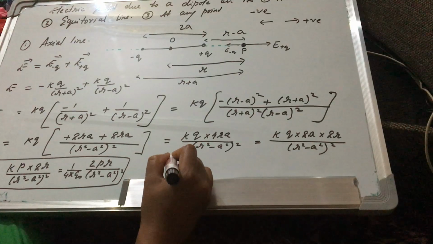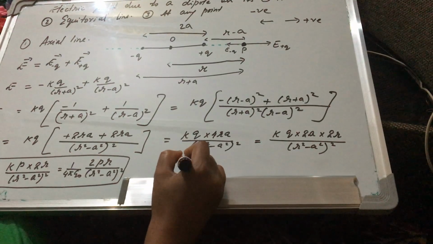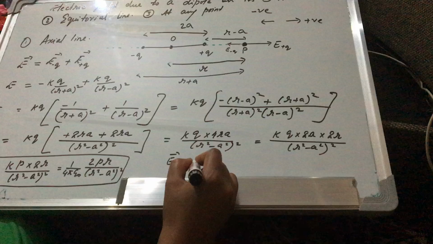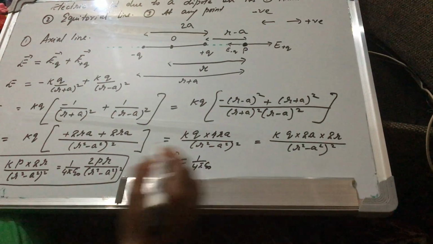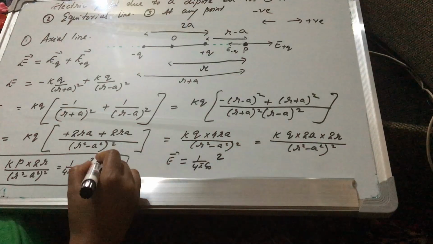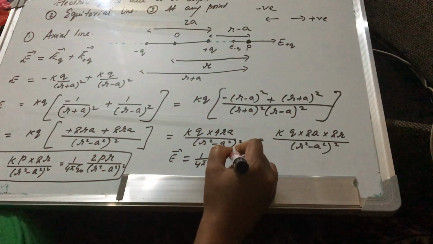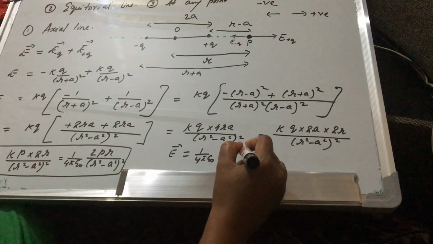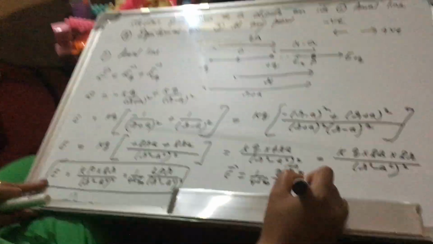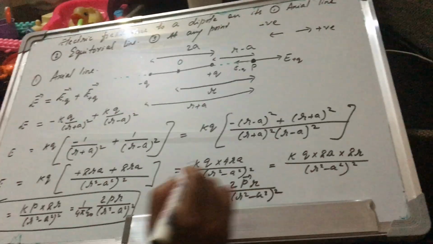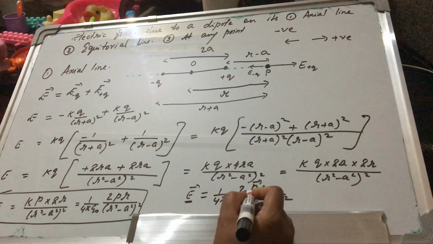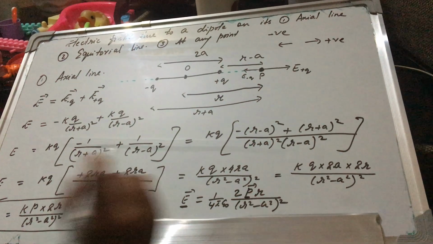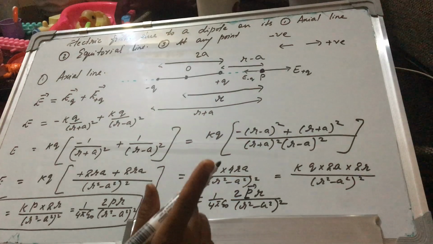Then E is equal to, now 1 by 4 pi epsilon naught is a scalar quantity. After all, it's a number, 9 into 10 to the power 9. Now 2P is a vector quantity, right? Then R over (R square minus a square) whole square. So the direction of E is along the direction of the dipole. This is an important point to note.